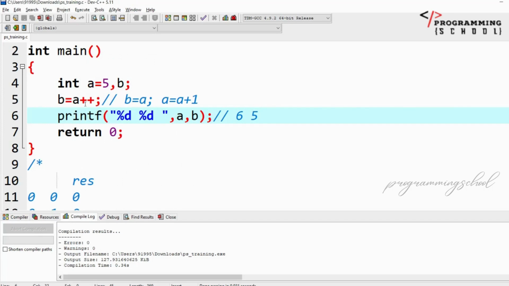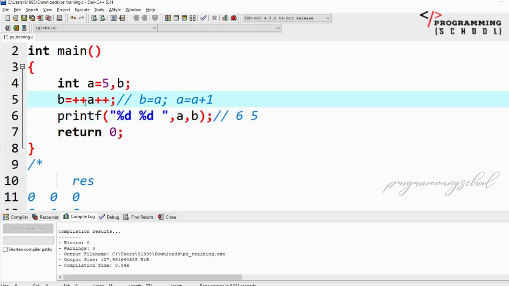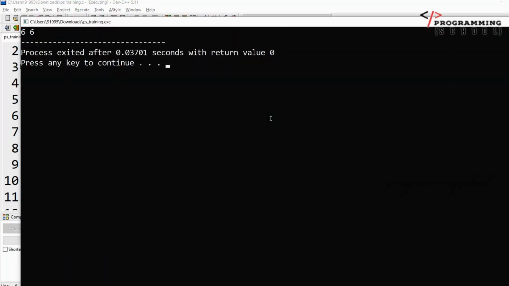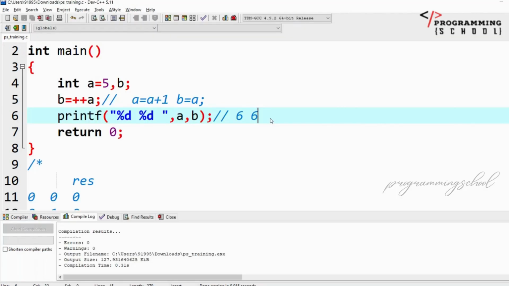Is it clear, everyone? In the same way, I am going to write like this: b is equal to plus plus a. That means the pre-increment operator. This statement is executed first, then the other statement is executed. That means a is incremented first, so a becomes 6 and 6 is assigned to b. Then both values are 6 only.